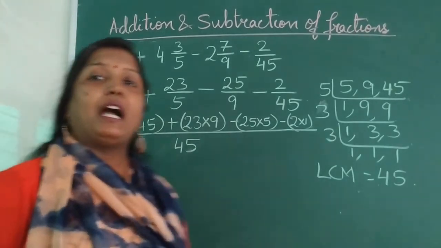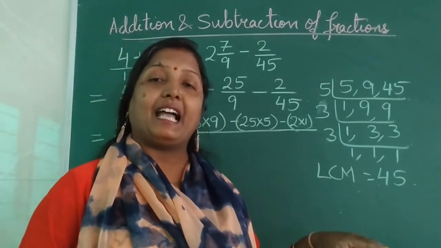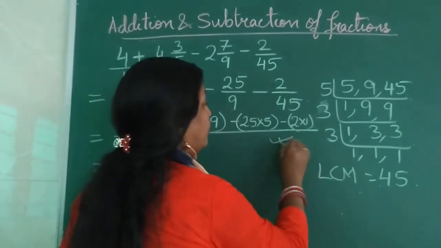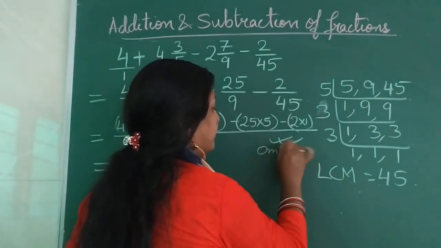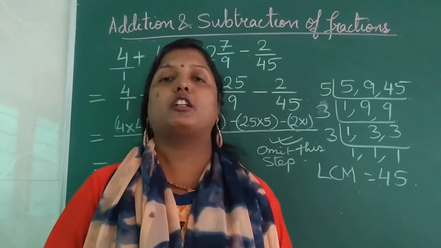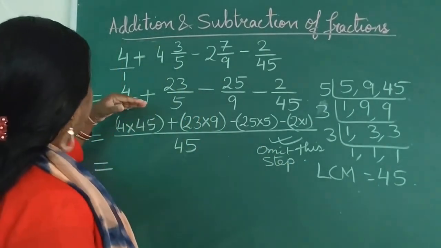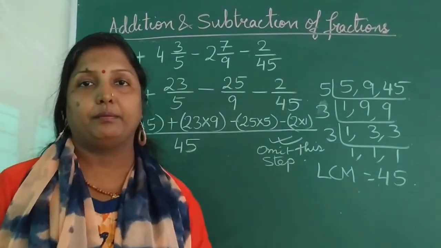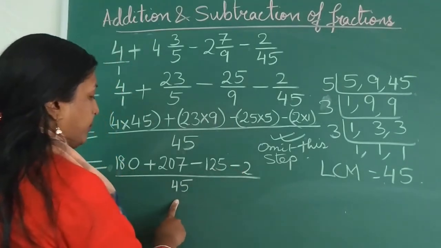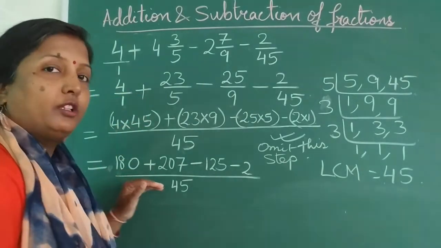Now, some of you may ask, ma'am, is it compulsory to write this step? Can we not directly write the answer over here? Yes, you can. This step can be omitted. You can omit this step. This step again is not necessary to be shown. If you can do this multiplication orally, you can from this step directly go to the next step. 180 plus 207 minus 125 minus 2 whole divided by 45. So children, you can directly from this step come to this step.